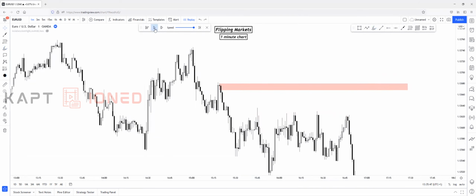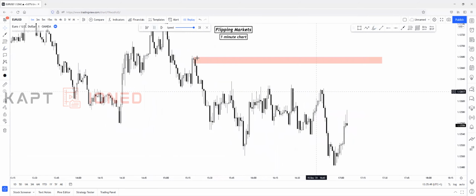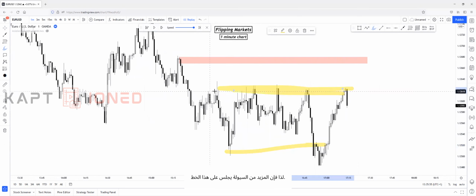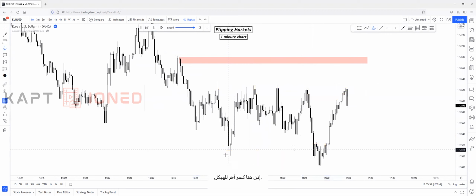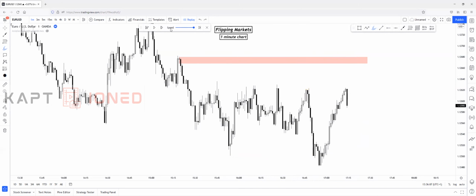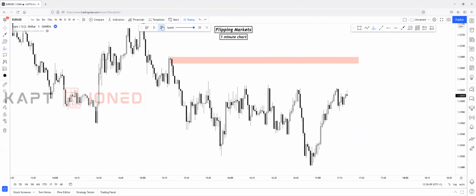Let's see. It actually created a break of structure to the downside again and created another tap, as you can see. So more liquidity is sitting on this line. So here's another break of structure. You also can't open a trade here because you want to wait for this supply to be tapped, because you don't want to be part of the liquidity. Okay, let's just play price.